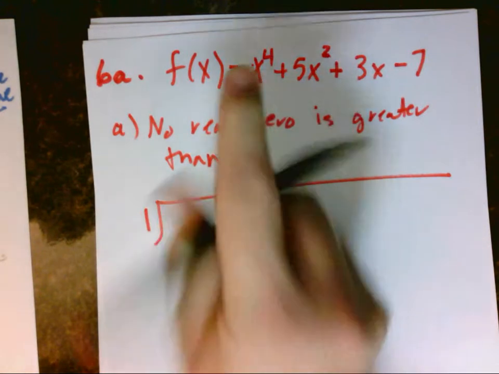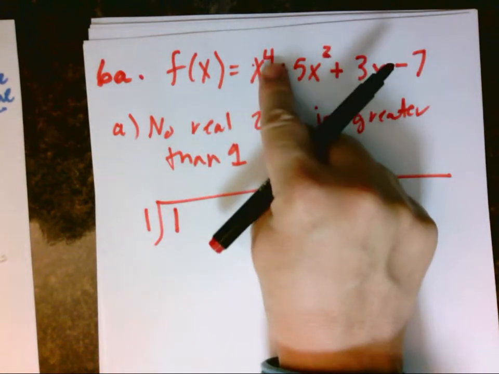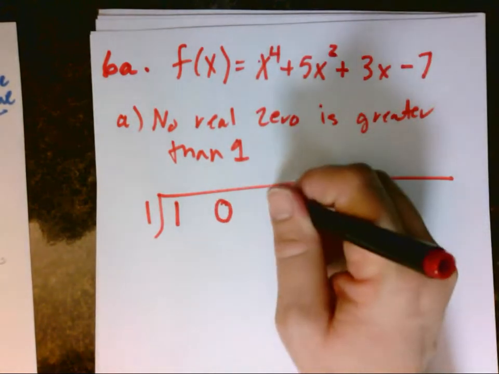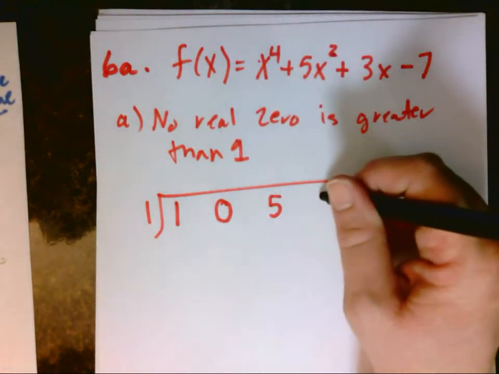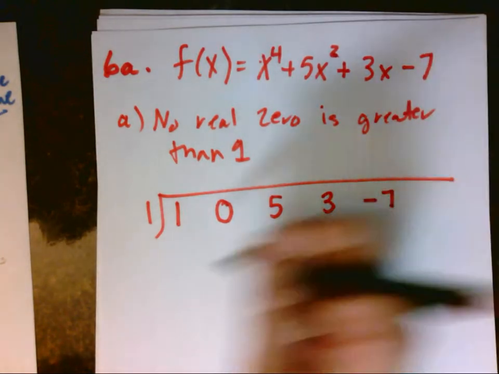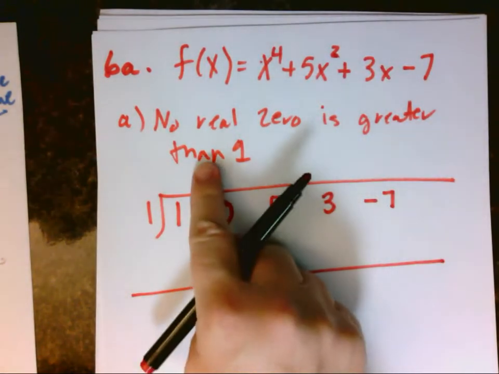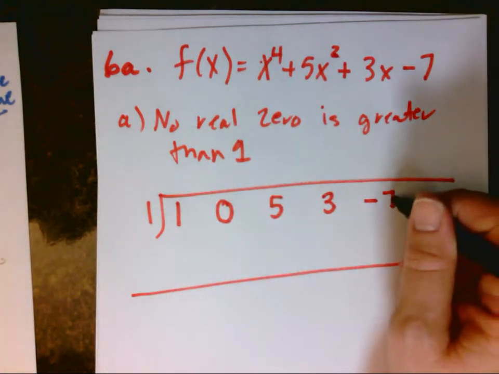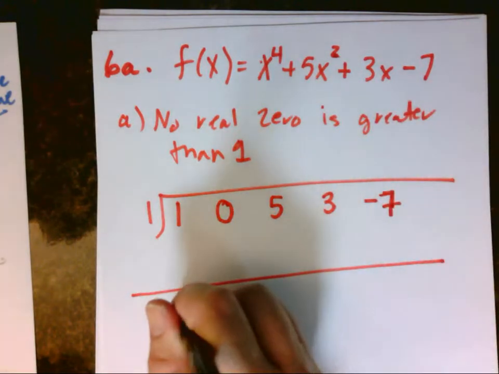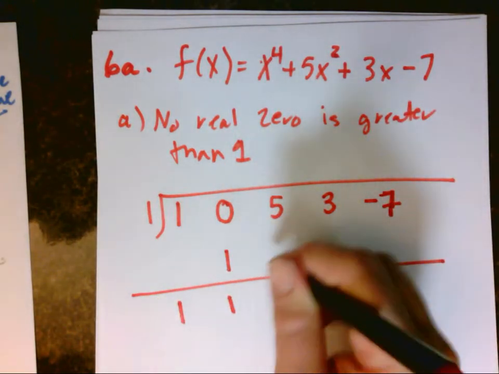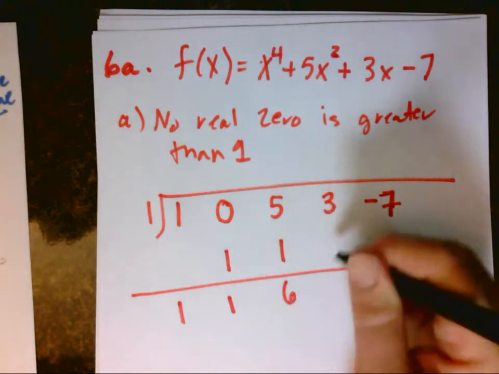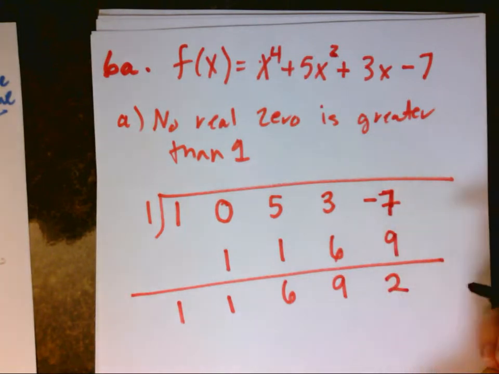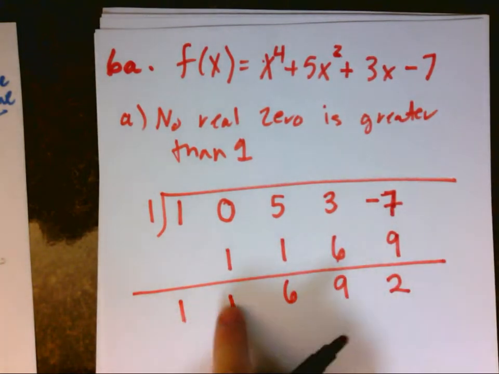Now, when we put our coefficients here, we put a 1. Notice that we went from the 4th power to the 2nd power, so we have to fill the place for x to the 3rd with a 0, 5, 3, and negative 7. Okay? So we're going to try synthetic division: 1, 1, 1, 1, 6, 9, 9, and 2. These are all positive.